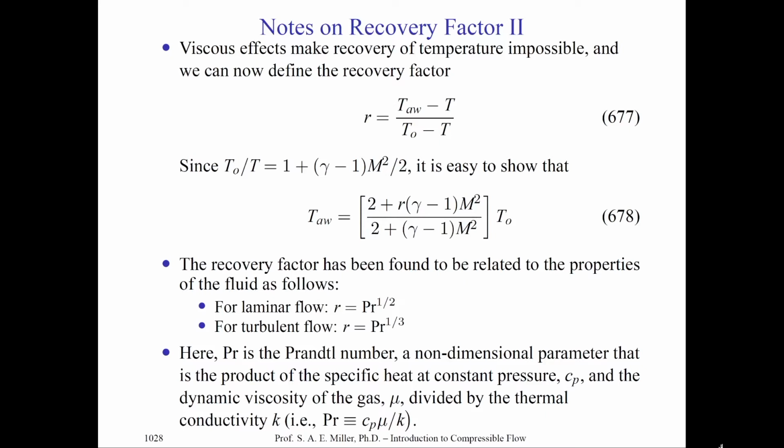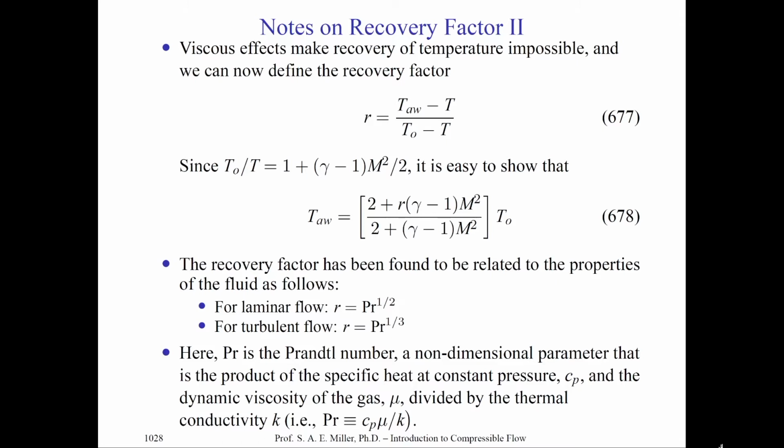Combining 667 with the definition of the isentropic total temperature, we can write the adiabatic wall temperature again with R. And we'll have 2 plus R of gamma minus 1 of M squared all over 2 plus gamma minus 1 M squared times the stagnation temperature at the beginning of the particular differential element. This is a recovery factor, and now it'll allow us to finally introduce the idea of the Prandtl number. And we'll see Prandtl number varies between laminar and turbulent flow in these particular cases. For laminar flow, we'll see the recovery factor goes as the Prandtl number to the half power, and for turbulent flow, the recovery factor will go as Prandtl number to the third power.